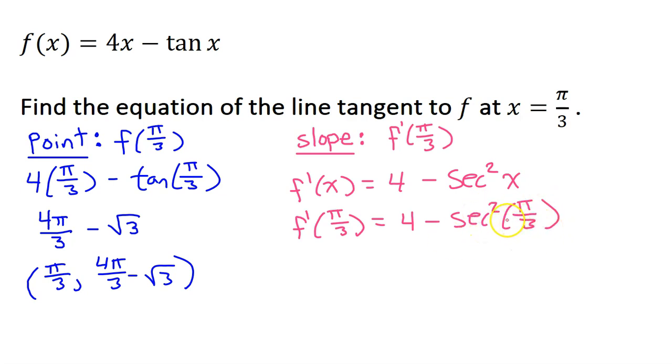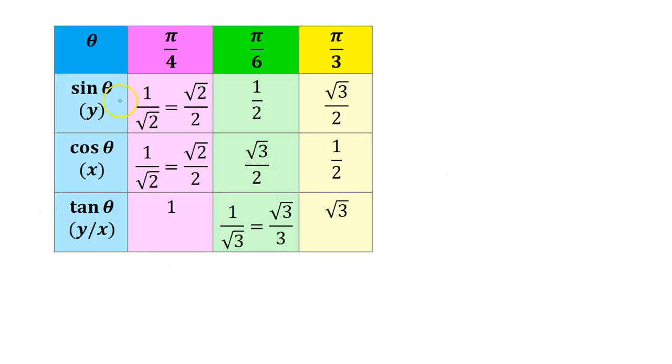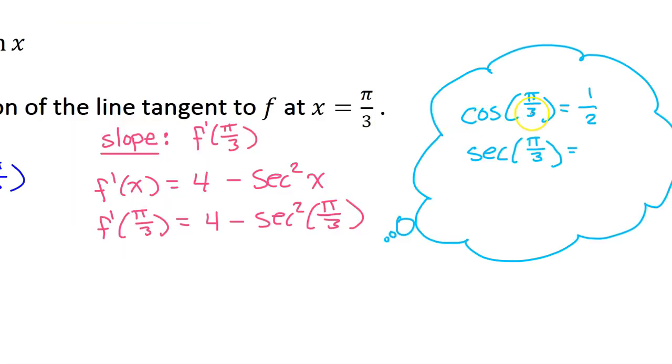Secant is the reciprocal of cosine. We know the cosine of pi over 3 is 1/2. Cosine and secant are reciprocals of each other. So if the cosine of pi over 3 is 1/2, then the secant of pi over 3 is 2 over 1, or simply 2. But what we have here is secant squared. So secant squared of pi over 3 will be 2 squared, which is 4.